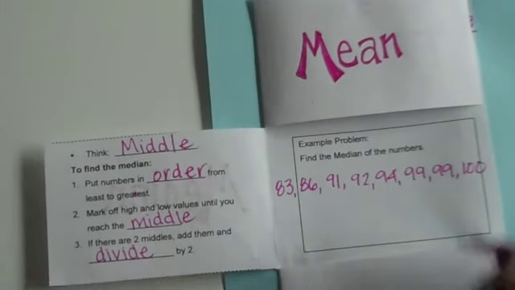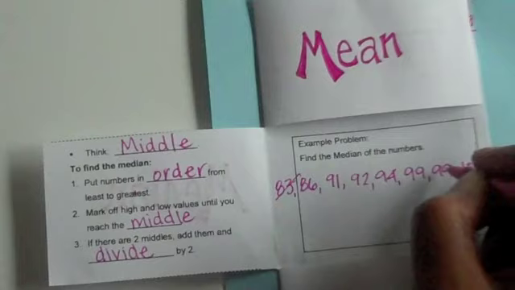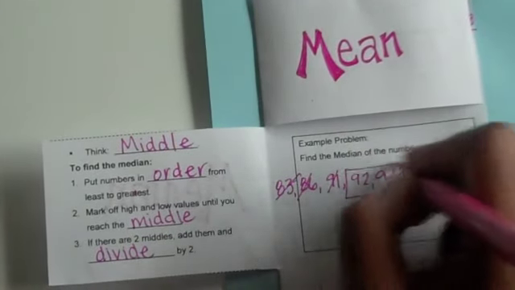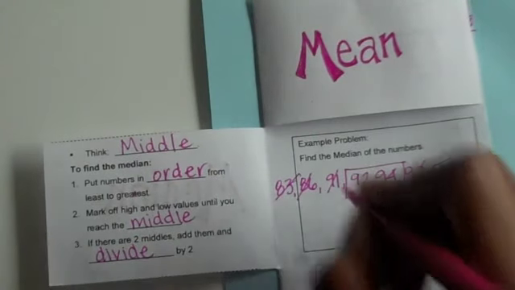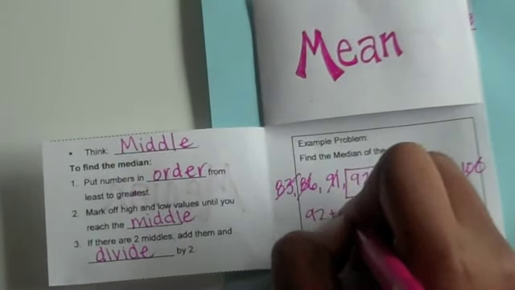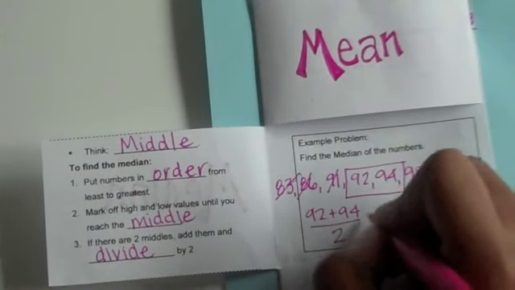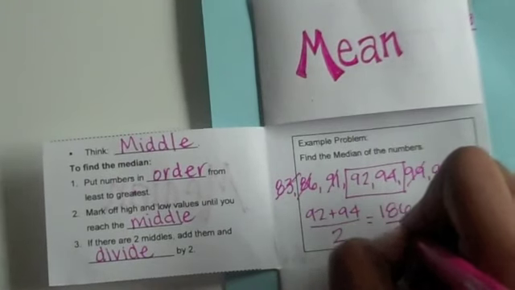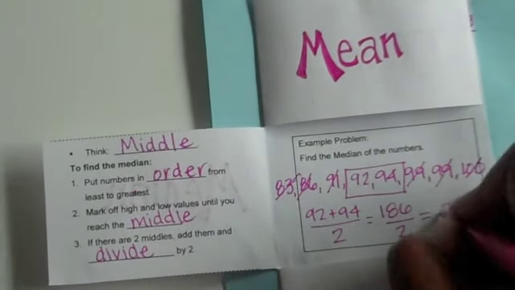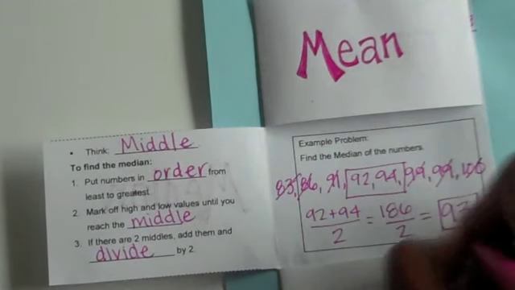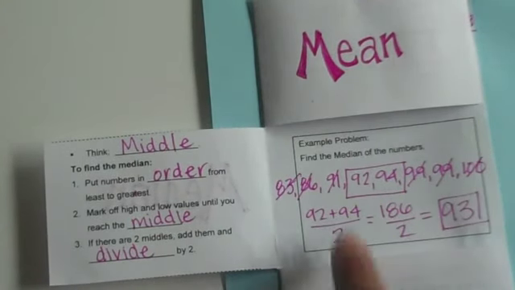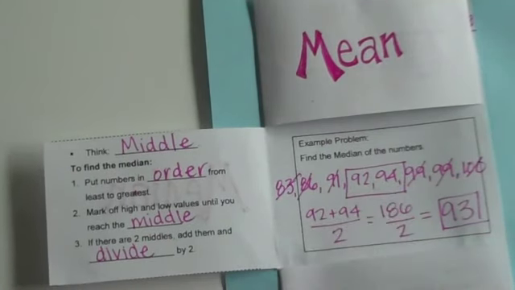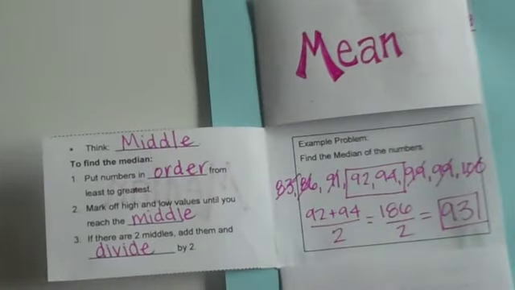Next, I want to mark off the high and low until I get to the middle. So one off each end. Okay, and I get down to where I have two numbers in the middle. So when I have two numbers in the middle, what I want to do is add those two together and divide by 2. Okay, so 92 plus 94 is 186. And we're going to divide that by 2 to get a median of 93. Okay, and in this example, you know that halfway between 92 and 94 is 93, and so you probably could have done that mentally, but it won't always be that easy.